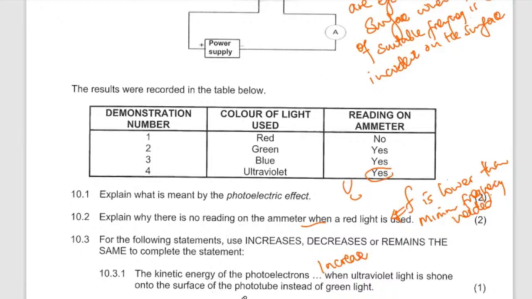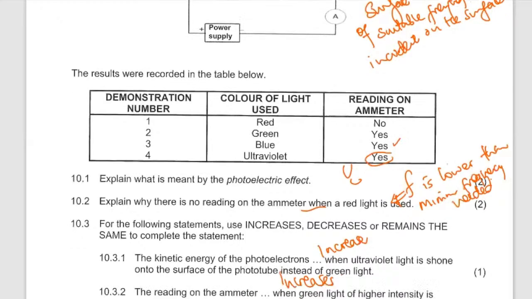Then the reading on the ammeter dash when the green light is shone. So green light is also a yes, of high intensity. Explain the observation. Since the ammeter reading is a yes, which means this increases also. The ammeter reading increases when green light of higher intensity is shone. We need to explain that.